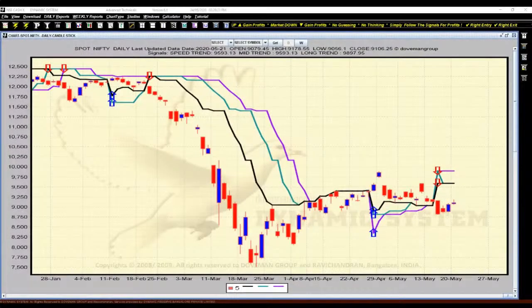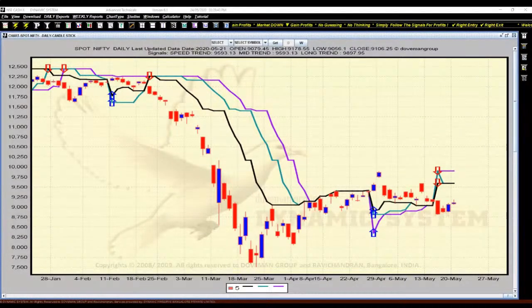So here is the dynamic system. In this dynamic system, you can see I have opened a Nifty chart. This is the daily chart of Nifty. These are the prices, and along with the price there are three lines. The black line represents speed trend, the green line represents mid trend, and the purple line represents long trend. There are three different trends.